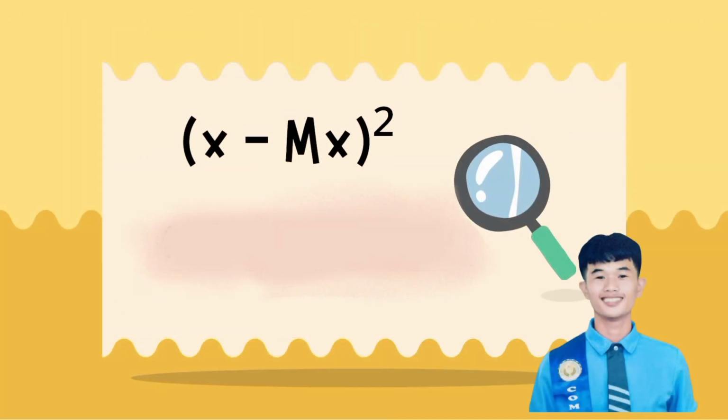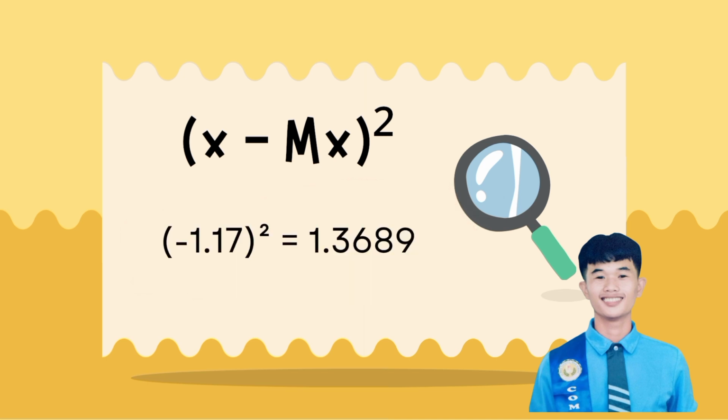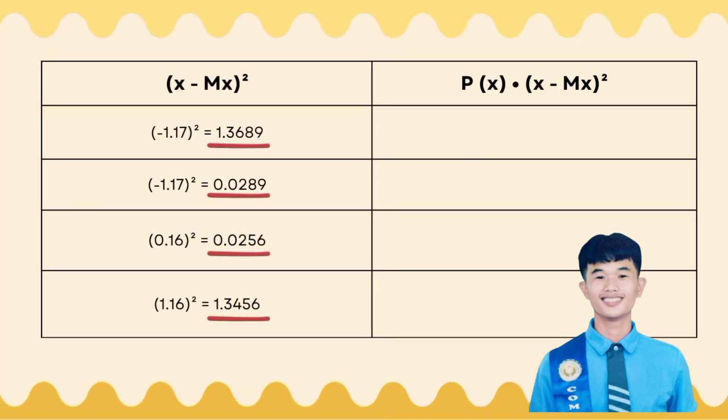Next, squared x bar minus mu or mean x bar. In this, we will just square the answer in the previous column. Let's have the first as an example. So, negative 1.17 squared is equal to 1.3689. You will again have to do the same with the rest. So now, we have 0.0289, 0.0256, and 1.3456.